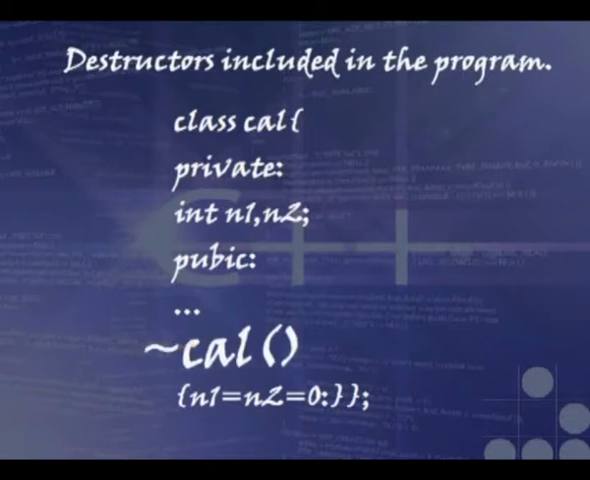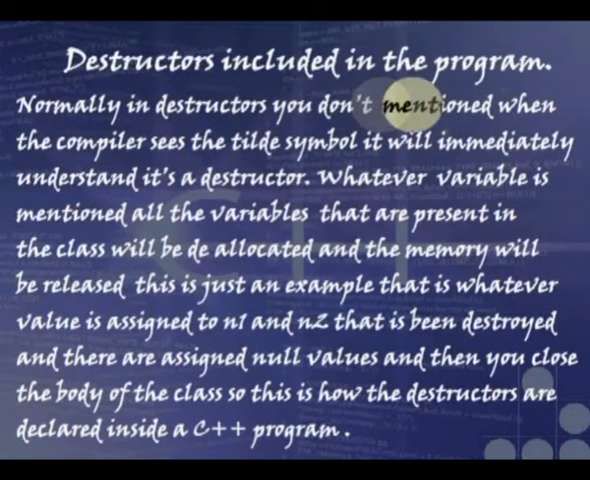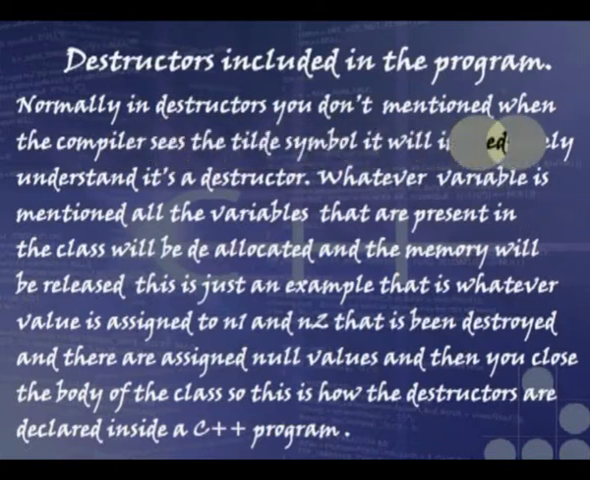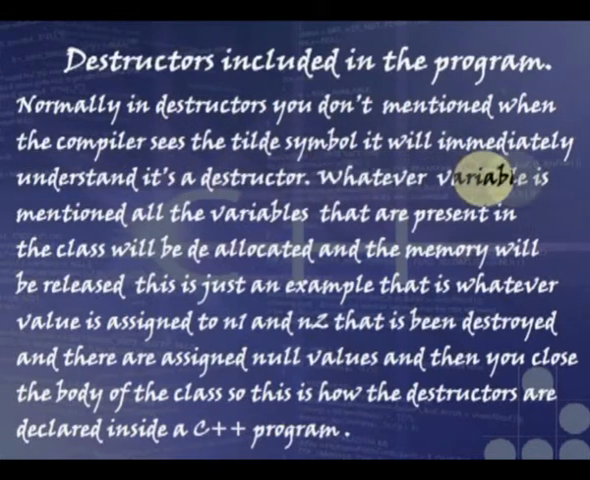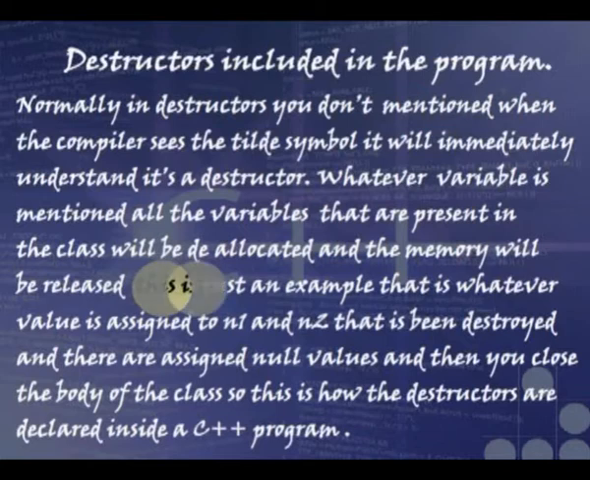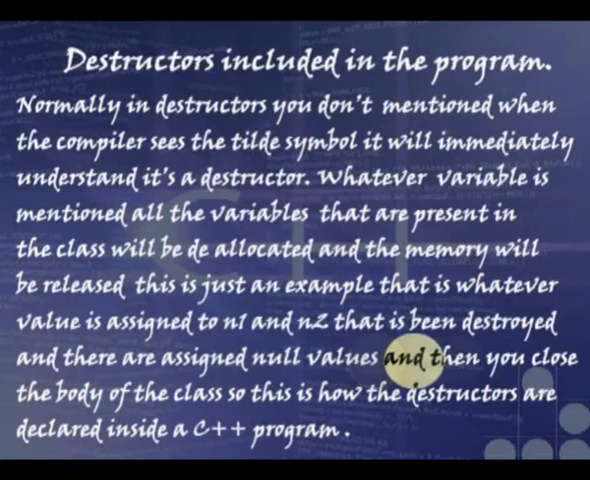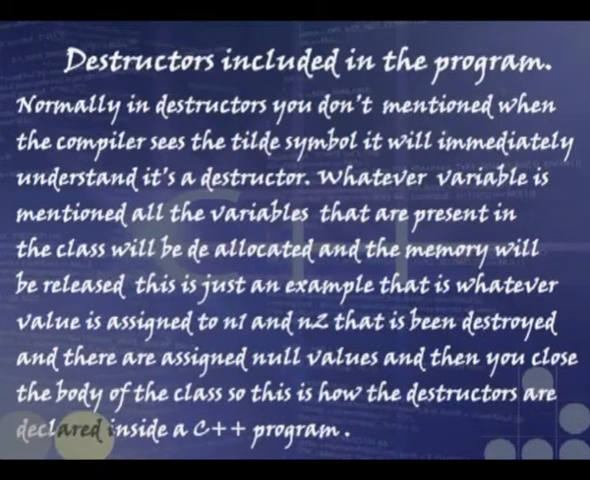If you see, it has the same name as the class CAL, followed by opening and closing brackets, prefixed with a tilde symbol. And here N1 is equal to N2 is equal to 0. This is nothing but the body of the destructor. Normally in destructors you do not mention a body. When the compiler sees the tilde symbol itself, it will immediately understand that it is a destructor, and all the variables that are present in the class will be deallocated and the memory will be released. This is just an example, that is, whatever value was assigned to N1 and N2 has been destroyed and they are assigned null values, and then you close the body of the class. So, this is how destructors are declared inside a C++ program.